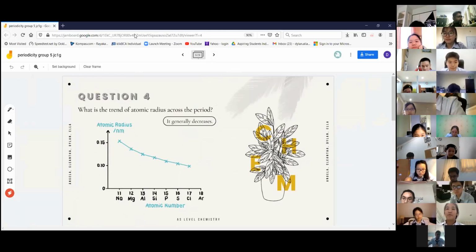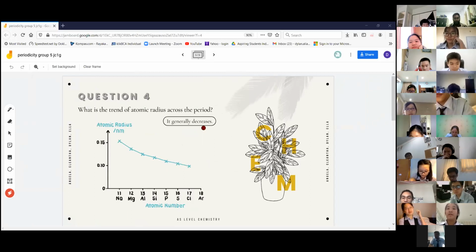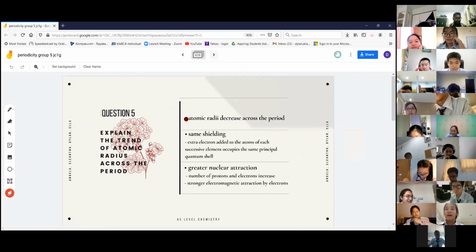Hello, next we have question number 4. What is the trend of atomic radius across the period? The short answer to it is it decreases across the period. You must be wondering why. That leads us to our next question, question number 5. Explain the trend of atomic radius across the period. Let's take period 2, for example. Period 3 will be further explained by our next speaker.